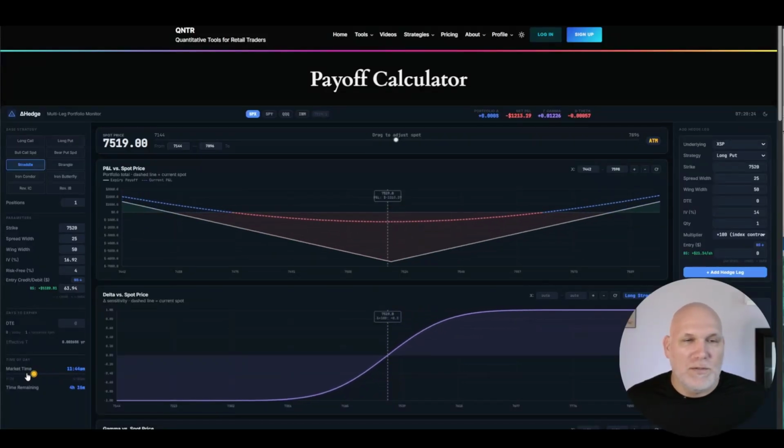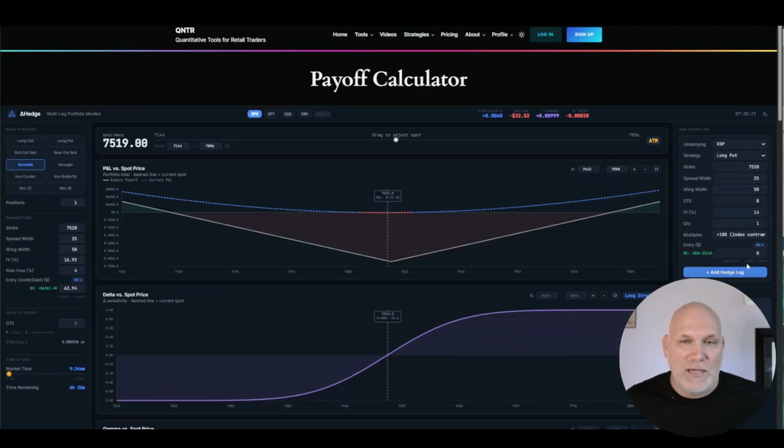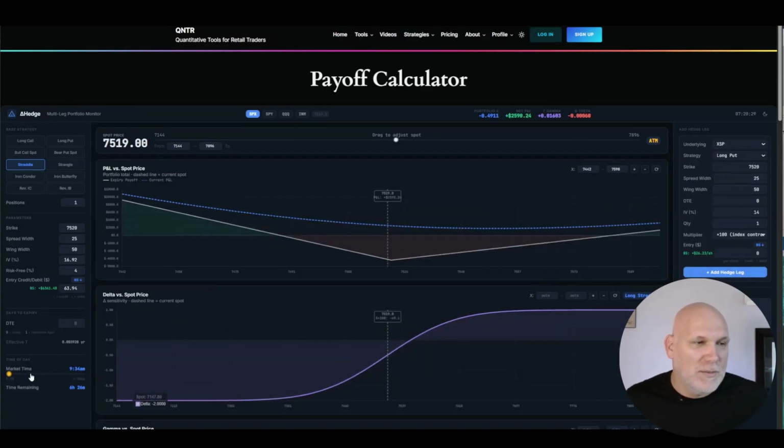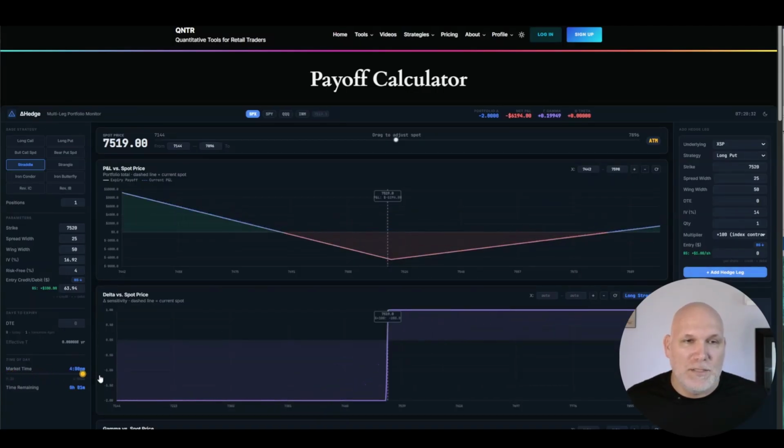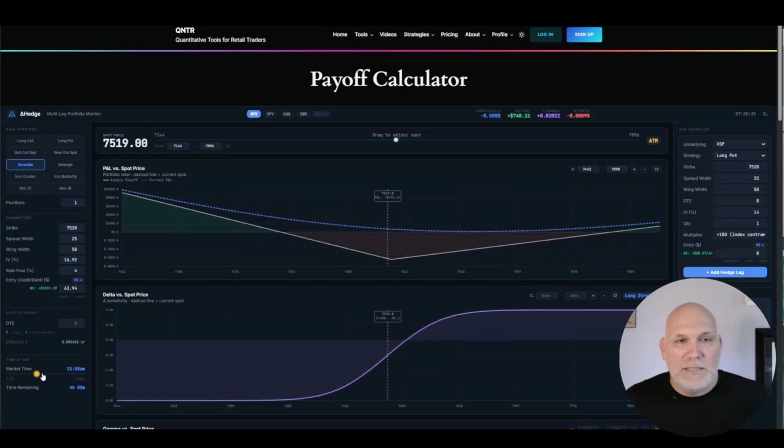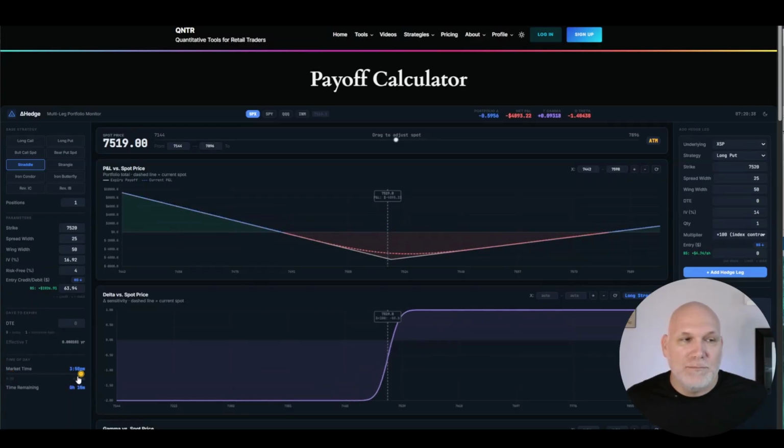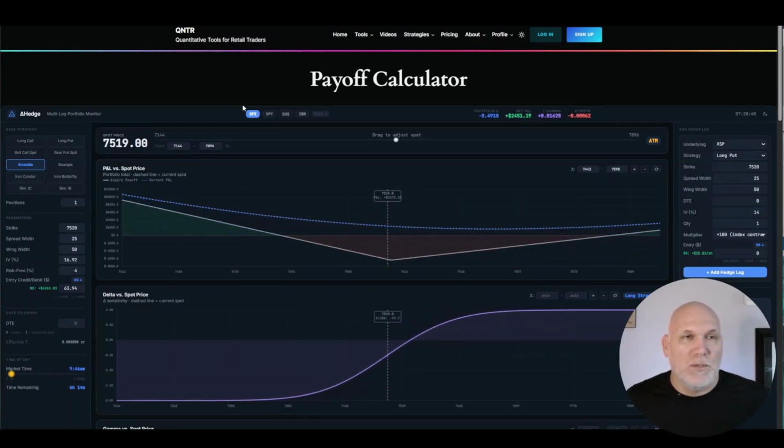Over on the left tells you all the Greeks and what the impact is. If you wanted to add a hedge leg and you wanted to do something a little bit different at a particular time, look, check that out. It's very easy to see what your payoff is going to be nearly by the minute. So I think that's pretty cool.